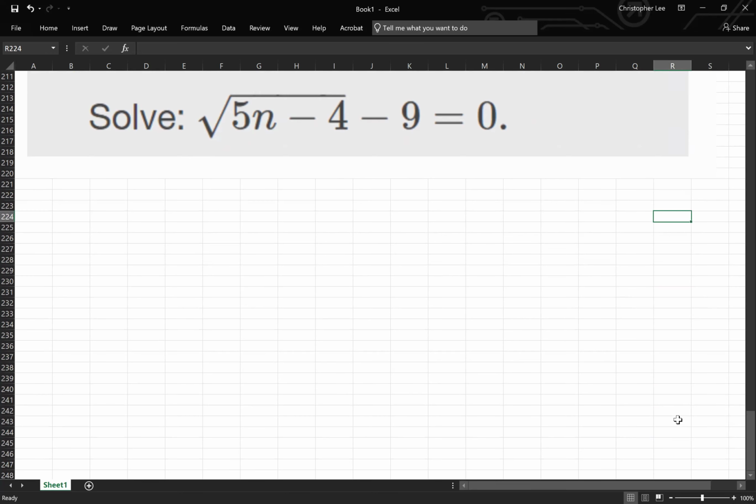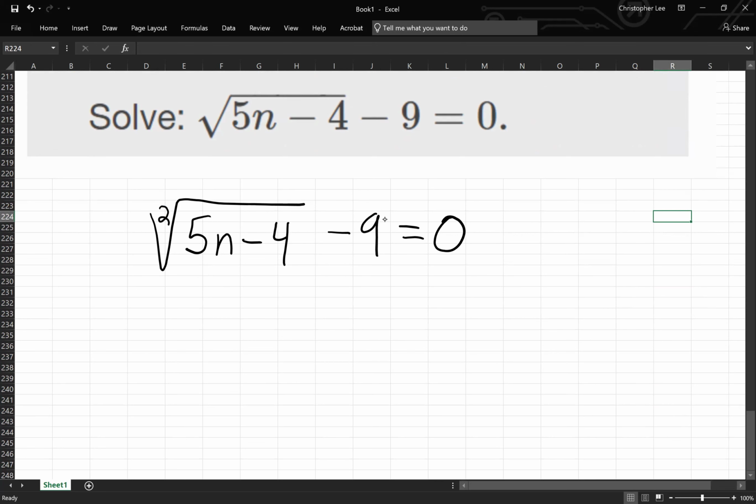All right, so this is square root of 5n minus 4, minus 9, is equal to 0. Remember, anytime you don't see a little number on the root, you assume it's 2. So what do we want to do here? We want to solve for n. The first thing you want to do is isolate your radical. Isolate your root.